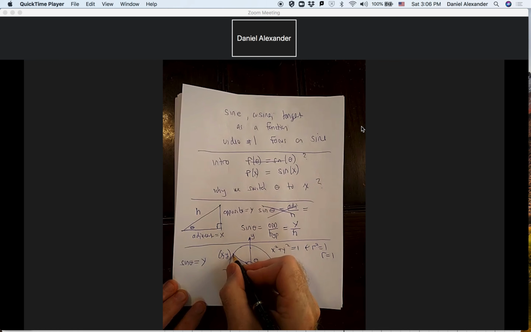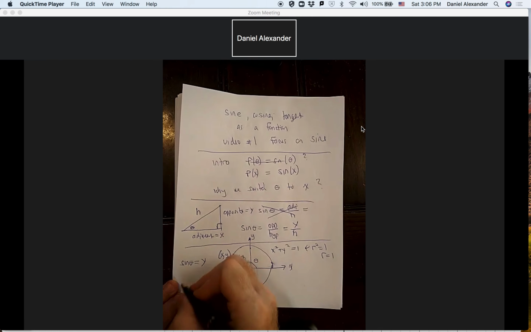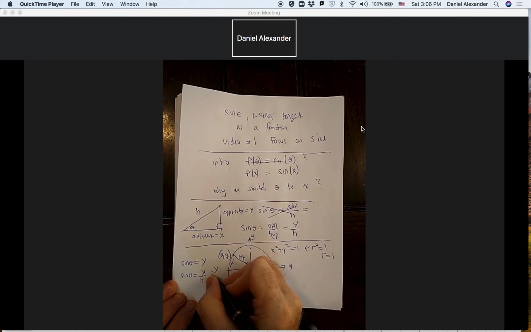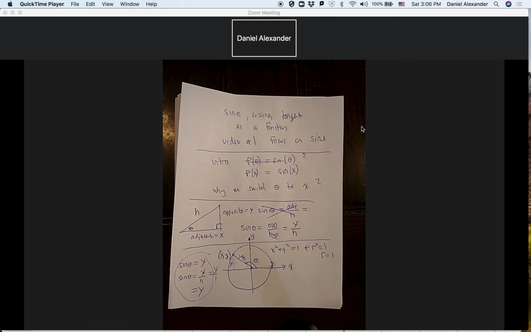And the reason is because if we look at this triangle, we have our hypotenuse is 1. This is the y. So if you look at the sine ratio, it's going to be opposite over hypotenuse. That's going to be y over 1, and that's just y. And we did similar things for cosine. So that's kind of where we went next.